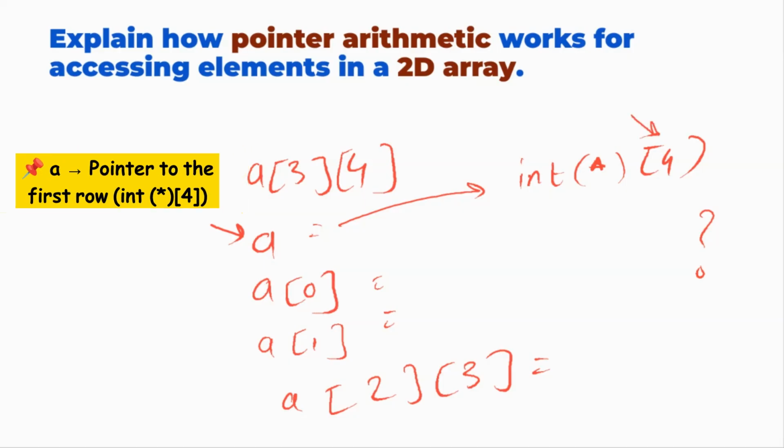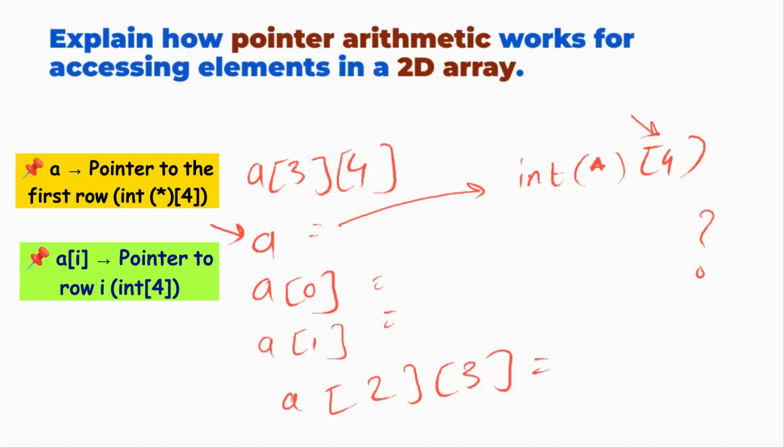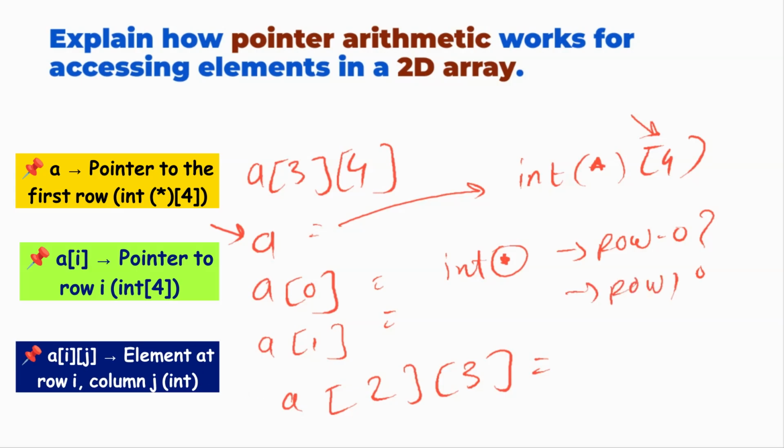What is A of 0 here? In this case, A of 0 is a pointer pointing to row 0. It's an integer pointer pointing to row 0. A of 1 is an integer pointer pointing to row 1. And A of 2, 3 is the value at location 2, 3.